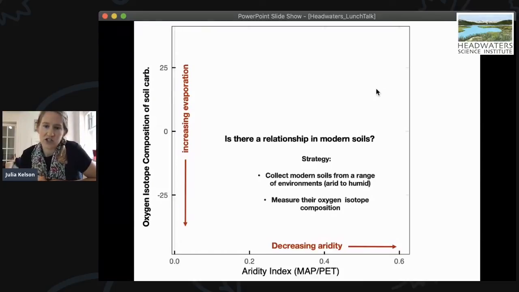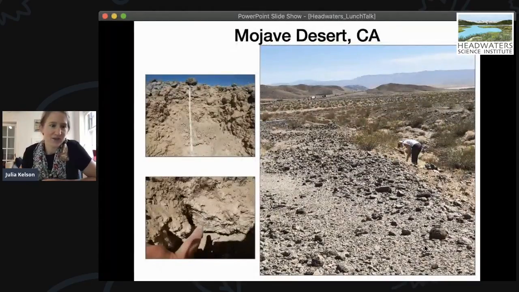Okay, so for this study that I'm going to show you the results from, I've collected modern soils from a range of environments, from arid to humid places, and then I measure their oxygen isotope composition and build this graph. So this is proxy development work, essentially. And so here are some pictures of some of the places that I've gone out and collected soils from in the past year. This was me in the Mojave Desert in August of 2020. So just a couple months ago, I went out to the Mojave Desert.